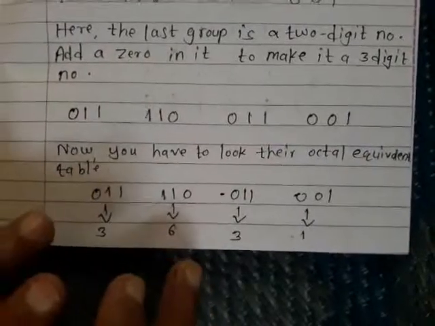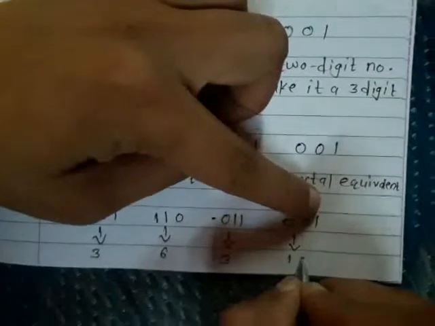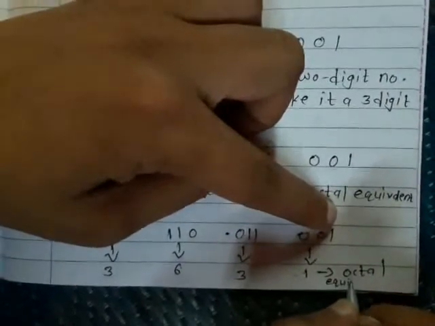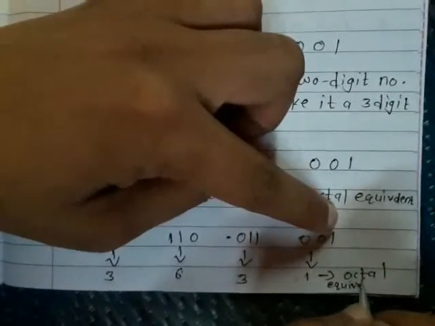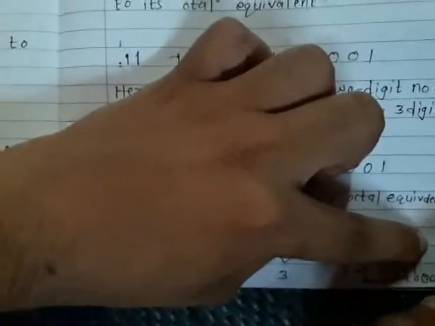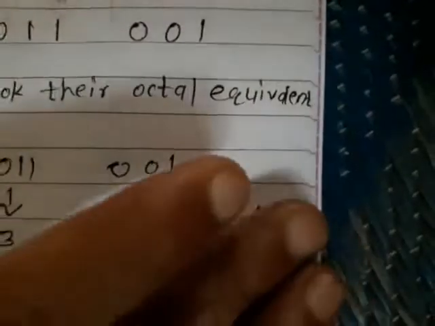Now what is your octal equivalent? The octal equivalent is 3631 base 8. Okay students, 3631 is your octal equivalent.